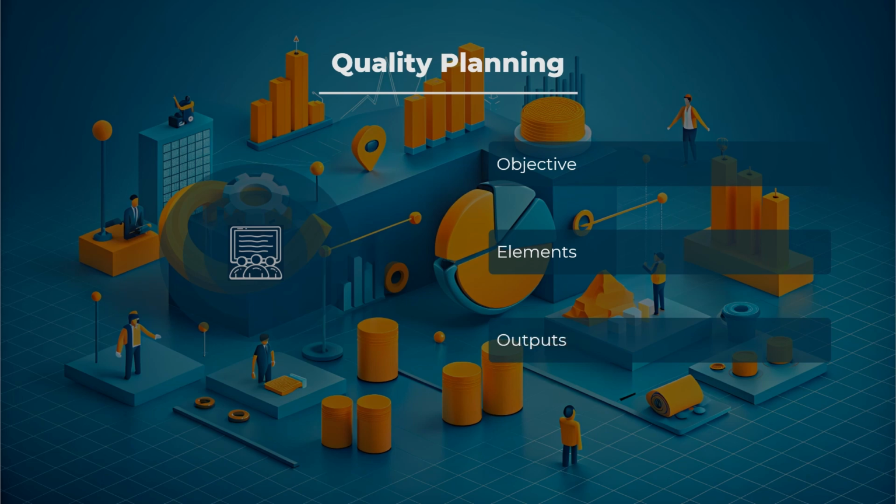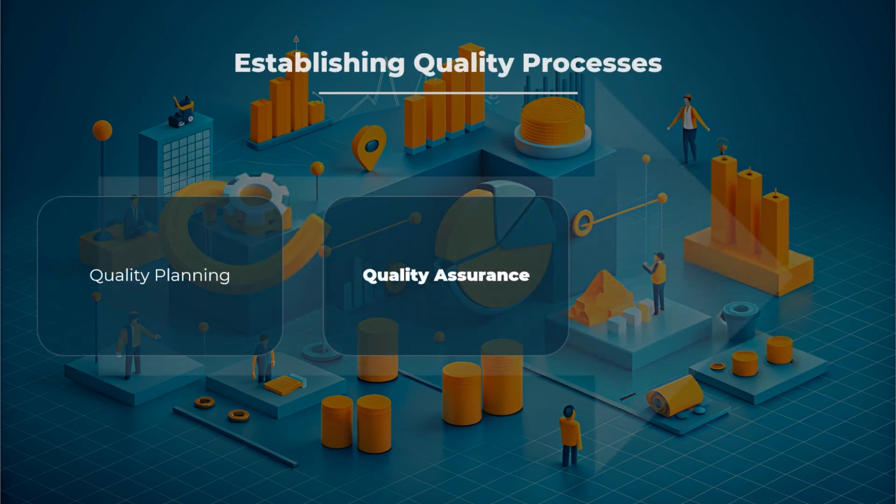In conclusion, quality planning is critical for setting the stage for quality management throughout the project. It involves defining quality standards, developing metrics, creating checklists, and planning for process improvements to ensure project success. Next, let's move on to quality assurance.